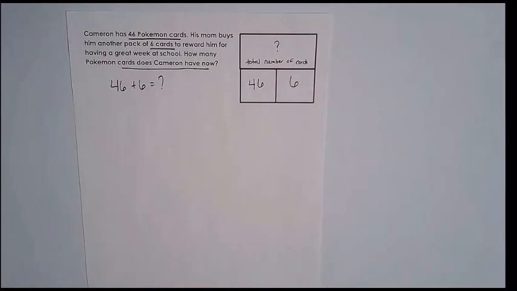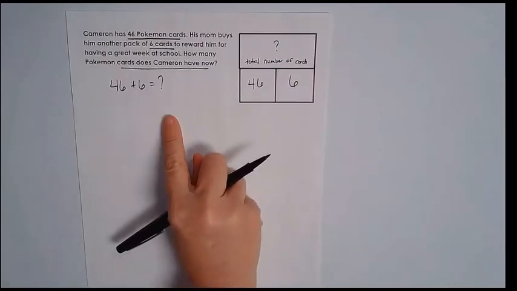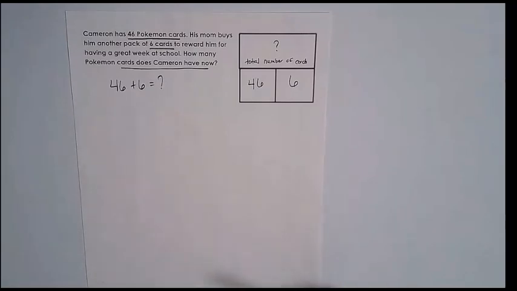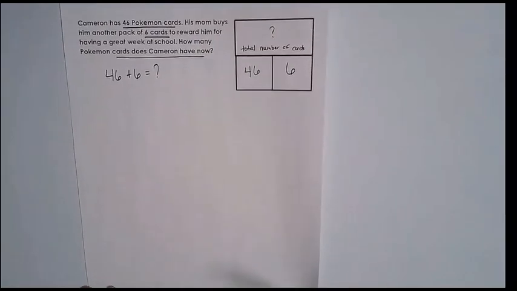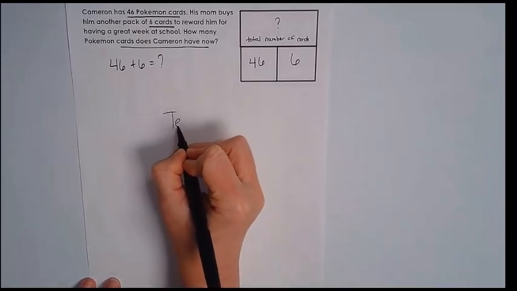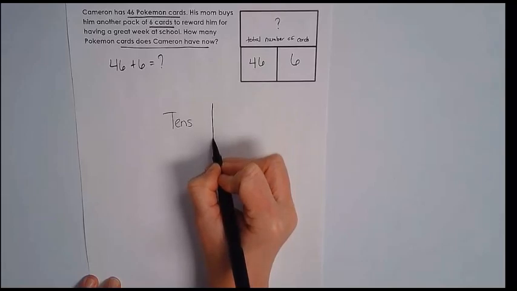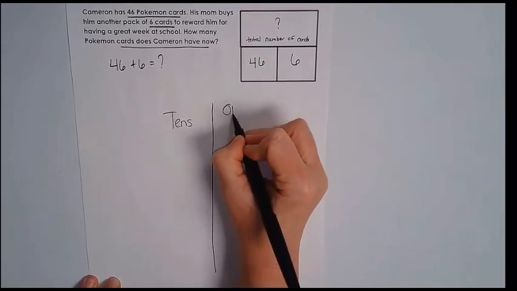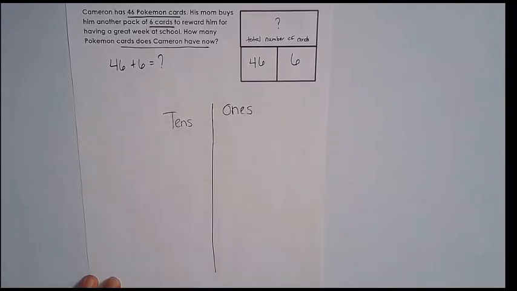So now that I understand what is happening in my problem and I have my equation, I want to build a model to solve it. So I'm going to use a place value chart to help me keep my numbers organized. So I'm going to have my 10s and my 1s organized in this place value chart.